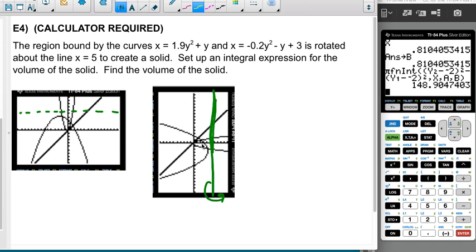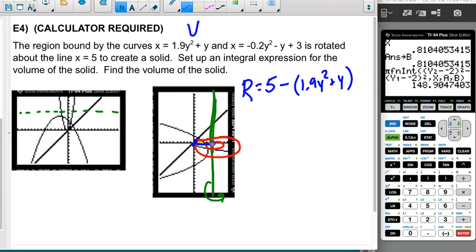So that's my axis of rotation. So what's happening is I'm taking this little spot here, right? And I'm rotating this thing this way to create that annulus, right? So my big radius is going to be the smile, the narrow smile, up to the axis of rotation. So my big radius is going to be the axis of rotation, which is the 5, because that's farther to the right, minus the bigger smile, which is the 1.9 y squared plus y, right? My little radius, which we'll do in purple, inside here, this is the big wide frown, right? My little radius is going to be 5 minus that big wide frown graph, right?